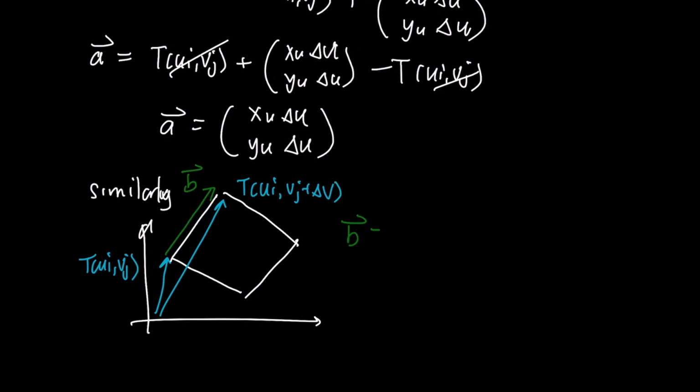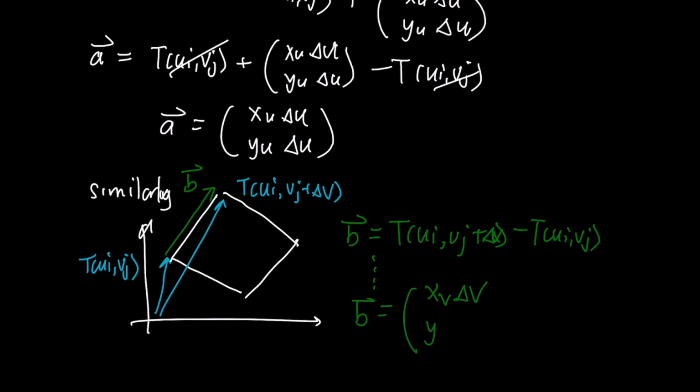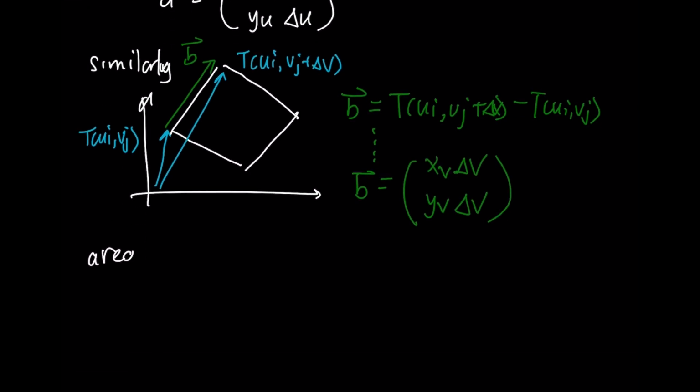b will simply be the difference in those two. And if we repeat the same process that we did from above, what we would find was that b would be the x partial derivative with respect to v, delta v, and the y partial derivative of v with respect to v. So the area of this parallelogram image is just going to be the cross product of those two.